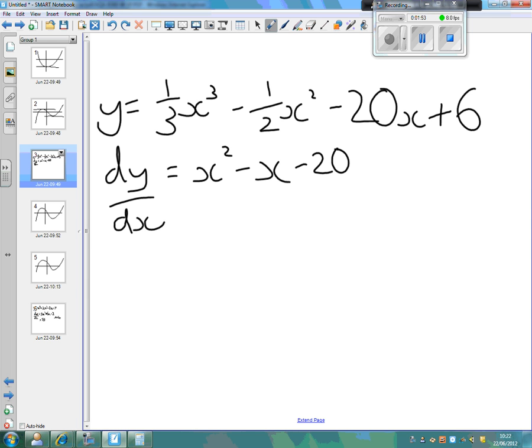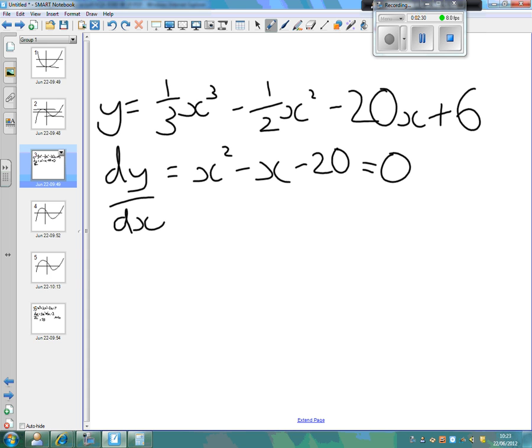Right. And now what we need to do is work out the coordinates of the stationary points. Stationary points are where, if you drew a tangent to that point, the gradient of the tangent would be 0. And if dy by dx is the gradient of the tangent, surely that means that dy divided by dx would be 0. Which then in turn would mean that the equation I just wrote out, x squared minus x minus 20, would equal 0. So now we use our skills from GCSE maths to work out what x equals.